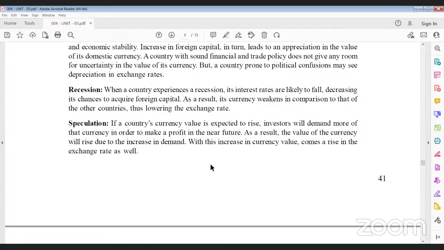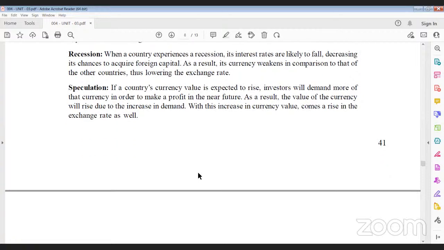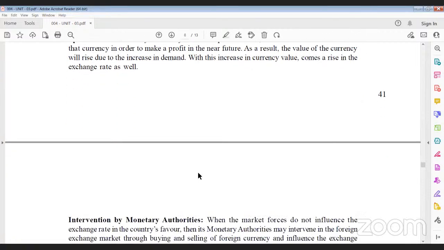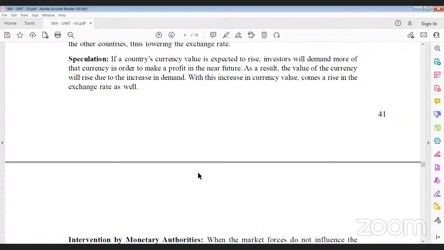Speculation. Speculation is another influencer on the exchange rates, wherein the investors will demand more of that currency in order to make profit in the near future. As a result, the value of the currency will rise due to the increase in demand. With this increase in currency value comes a rise in the exchange rate as well.